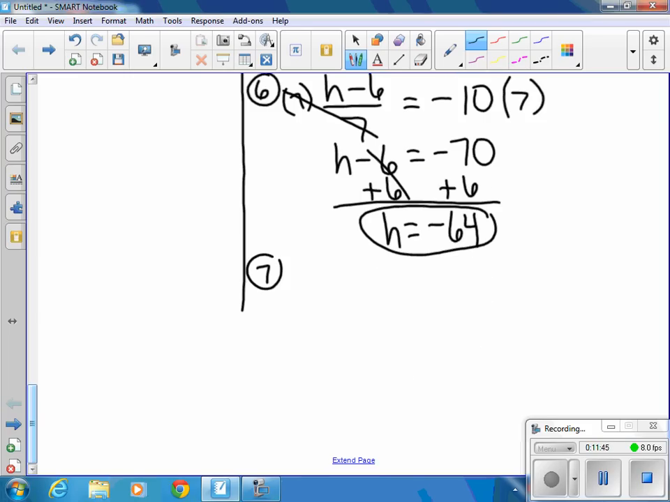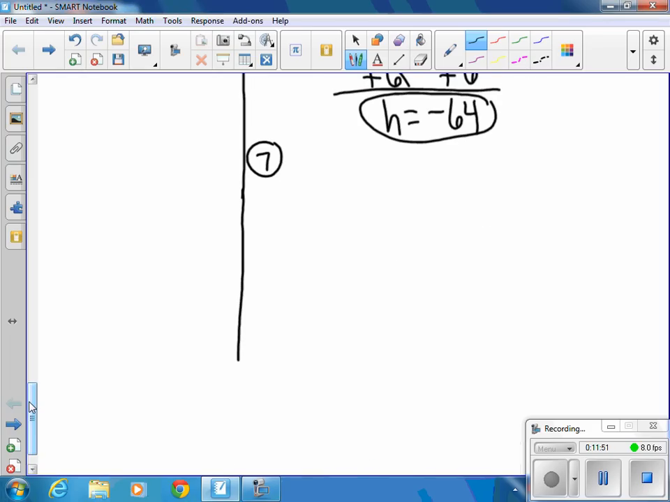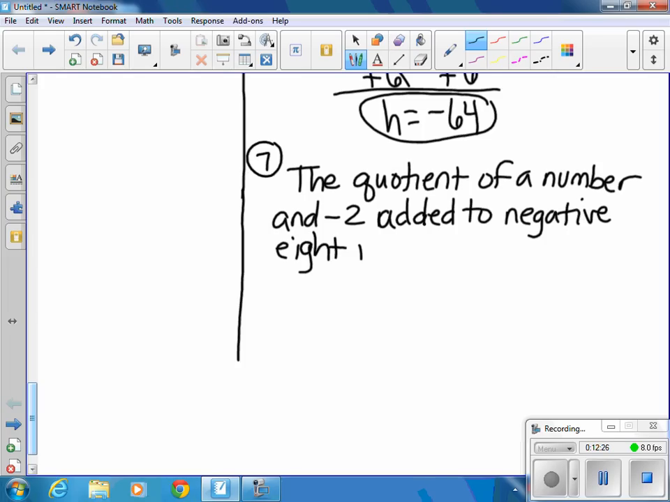Okay, and the last one that we'll have to practice with, and again, we'll do lots more of this in class, right? But for right now, this will give you at least a running down knowledge of what's going on, being able to translate from words into the equation and then solving it. Right? So I'm going to write the words first, and then we'll translate and solve. The quotient of a number and negative 2 added to negative 8 is 10.